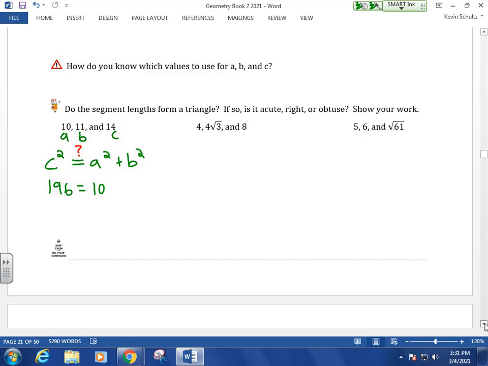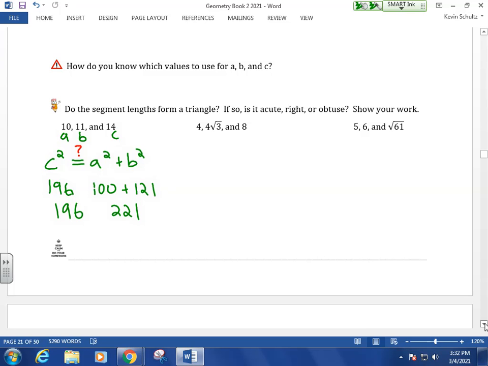10 squared is 100. 11 squared is 121. Just plugging in 10, 11, 14 in for A, B, and C, and then squaring each of them. And 14 squared is 196. What is that relationship? I really shouldn't put this equal sign here quite yet. I want to keep that open because we don't know if it's equal or not. But what is the relationship between 196 and 221?